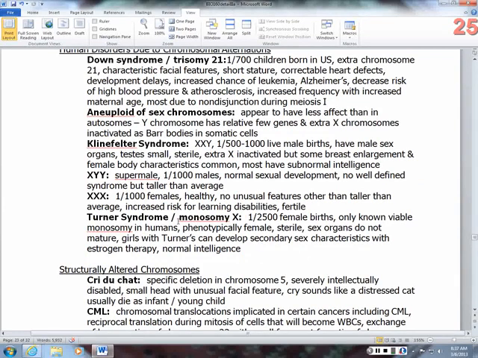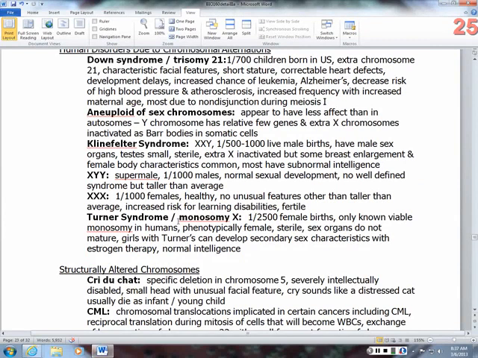The XXX female, this is about 1 in 1,000 females. Healthy, usually no features other than being taller than average, but an increased risk for learning disabilities. They're usually fertile. The more extra X chromosomes you get, usually the more severe the learning disabilities get.